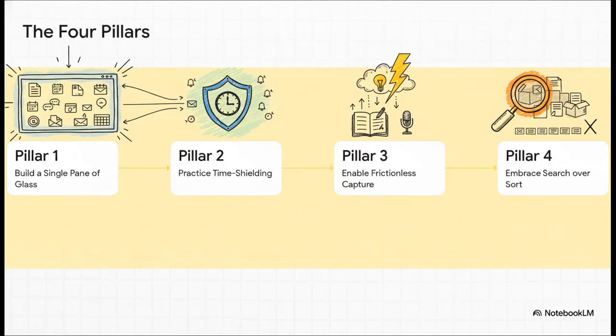Okay, so this whole protocol thing, it stands on 4 really powerful pillars. First, we're going to build a single pane of glass so you can see everything at once. Second, we're going to practice something called time shielding. Third, we'll enable frictionless capture for your ideas. And fourth, we're going to learn to embrace a search over sort mentality. Let's break down exactly what each of those means.